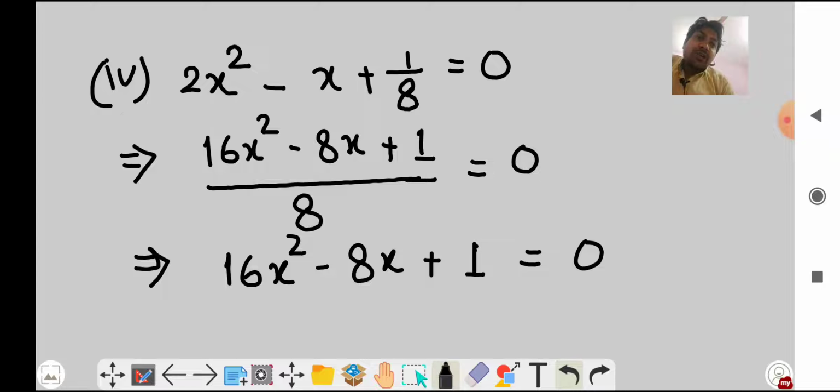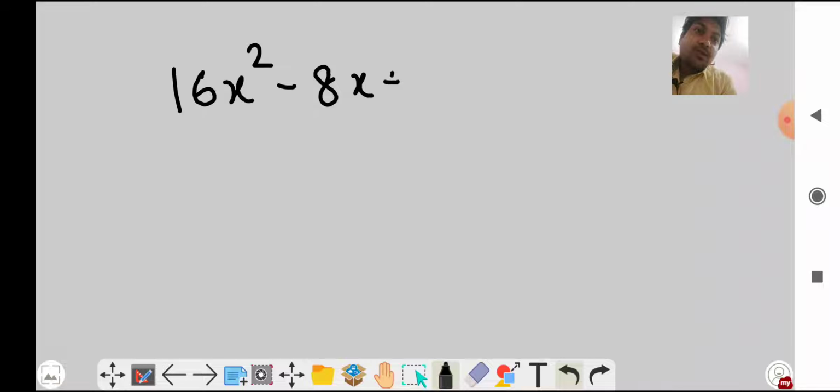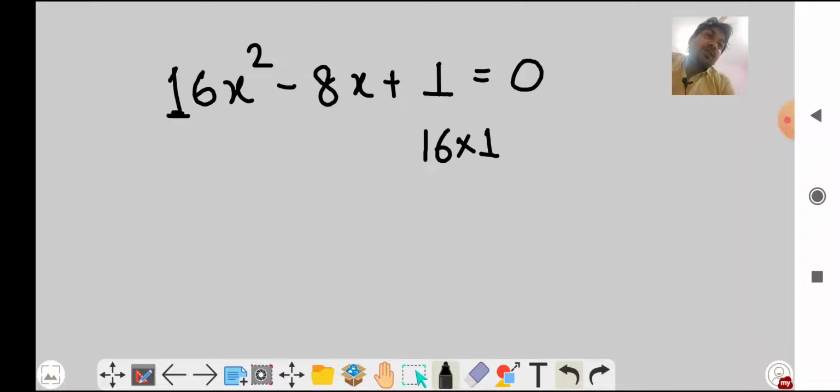So the quadratic equation we are getting is 16x square minus 8x plus 1 equals to 0. See, now it is easy. So what is our first step? We take the coefficient of x square multiplied with the constant term, right? So this will become how much? 16.